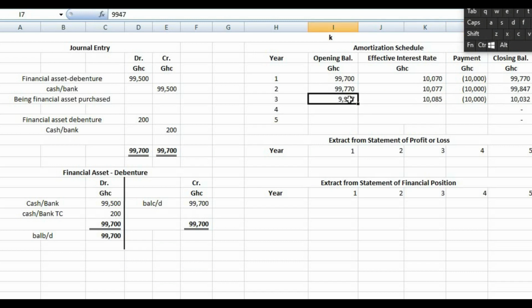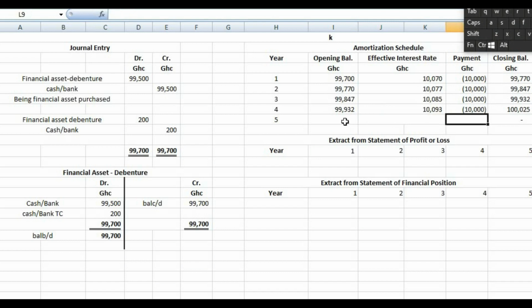Okay, I think there's a mistake here. Let's rectify it before we move on. So that's 99,847. So that has been solved. So we have the right figure. The opening figure is going to be 99,932. Then the interest is going to be 10,093. Then we pay the coupon of 10% on the face value, 10,000.